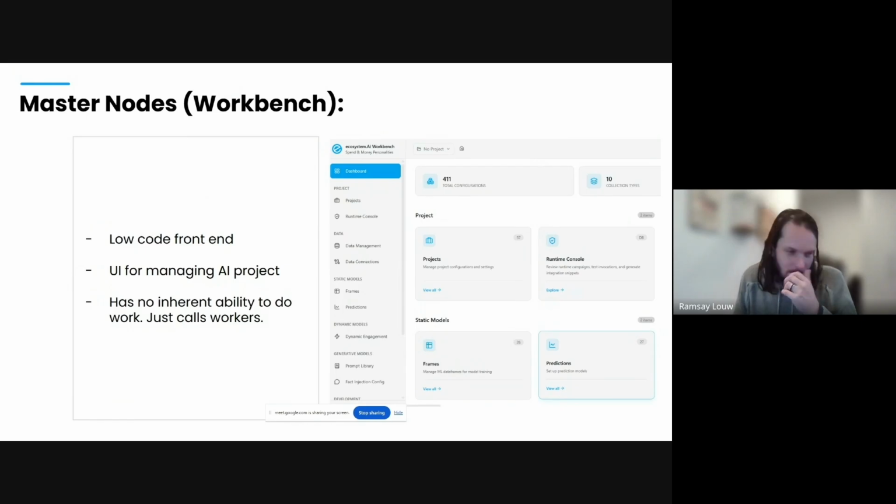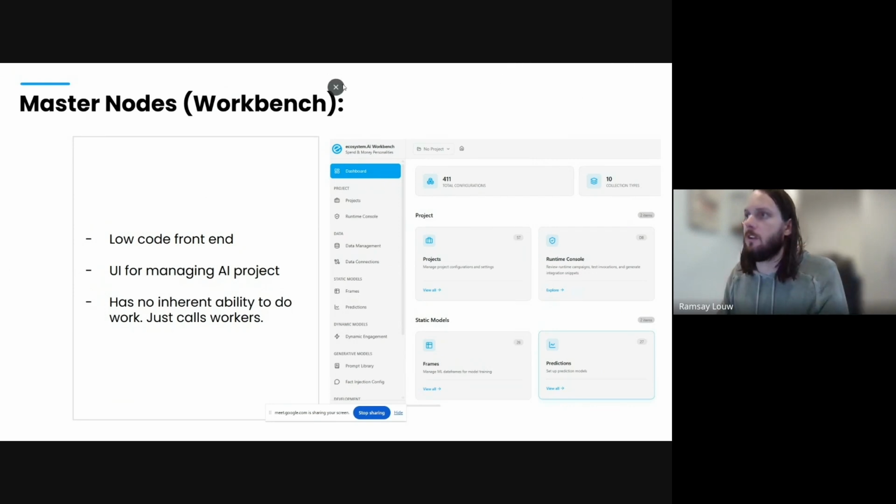It sits there, and when you click on particular buttons, it sends a call to the workers to do the work that needs to be done. Even something as simple as looking at a table is a worker being called to fetch data from a database somewhere and then return it. The workbench just has the ability to know what the call is and then to visualize the output in a sensible way.